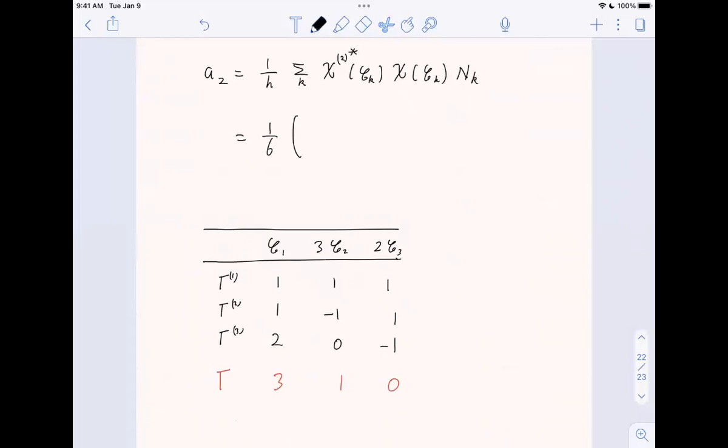So basically here you have 1 times 3, this one and this one, plus negative 1 times 1, negative 1 times 1. And you need to times this 3 as well. And then here is 0. So 0, just 0. So eventually you get 3 minus 3. You get 0. So it does not include the second representation.